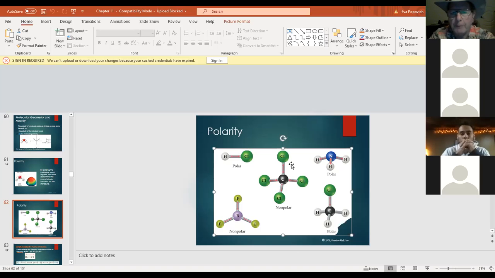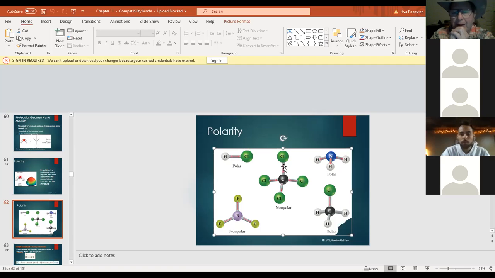Let's talk about carbon tetrachloride. Does carbon tetrachloride have polar bonds? I don't think so, but I don't have my electronegativity chart. Okay, this is a hint, Dylan. There's an arrow here going up. Does it have polar bonds? Yeah. Has polar bonds. Now, is it symmetrical?